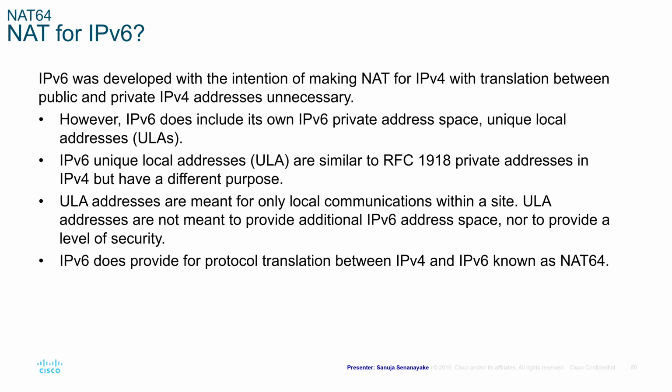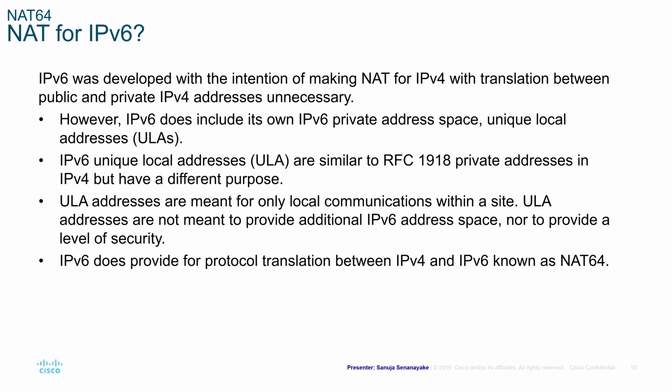IPv6 still has its own IPv6 private address space called unique local addresses, ULAs. IPv6 unique local addresses, also known as ULAs, are similar to the RFC 1918 private addresses in IPv4, but have a different purpose. ULA addresses are meant for only local communication within a site. ULA addresses are not meant to provide additional IPv6 address space, nor to provide a level of security.